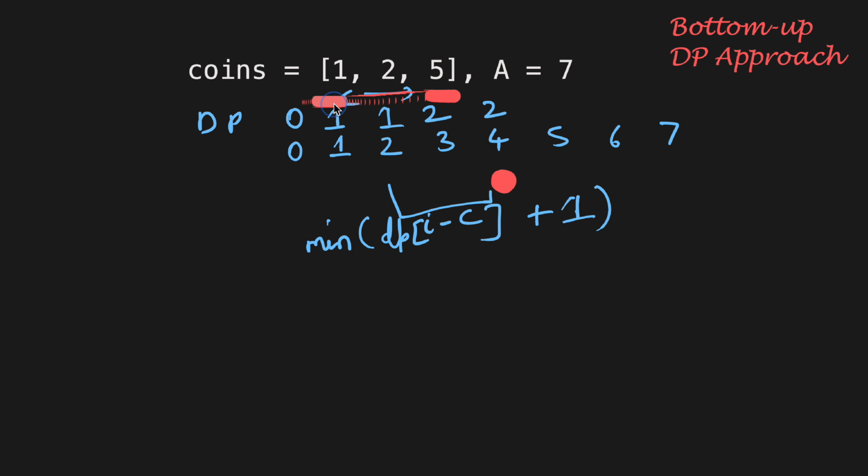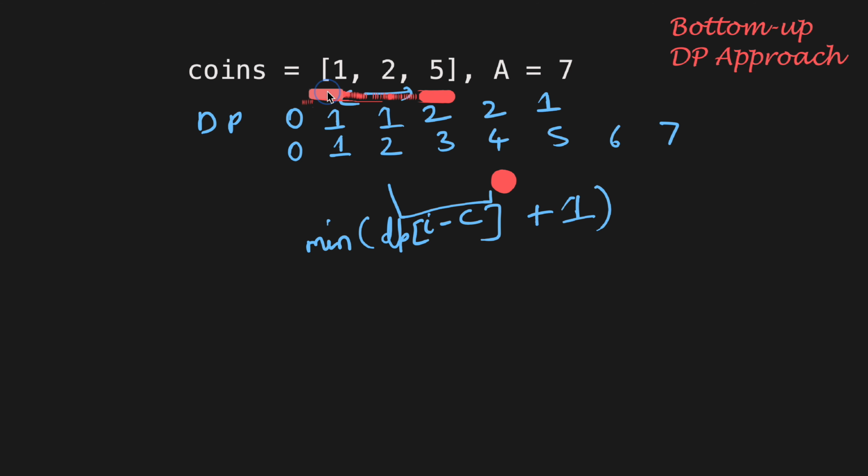Now let's fill in DP of 5. And first let's try out coin 1, which will result in DP of 4 plus 1 equal to 3. Next we try out coin 2, which will give DP of 5 as DP of 3 plus 1, which is also equal to 3. So the minimum value stays 3 itself. Now we try out coin 5, which gives DP of 5 as DP of 0 plus 1 equal to 1. And it is the new minimum now. So DP of 5 is equal to 1.